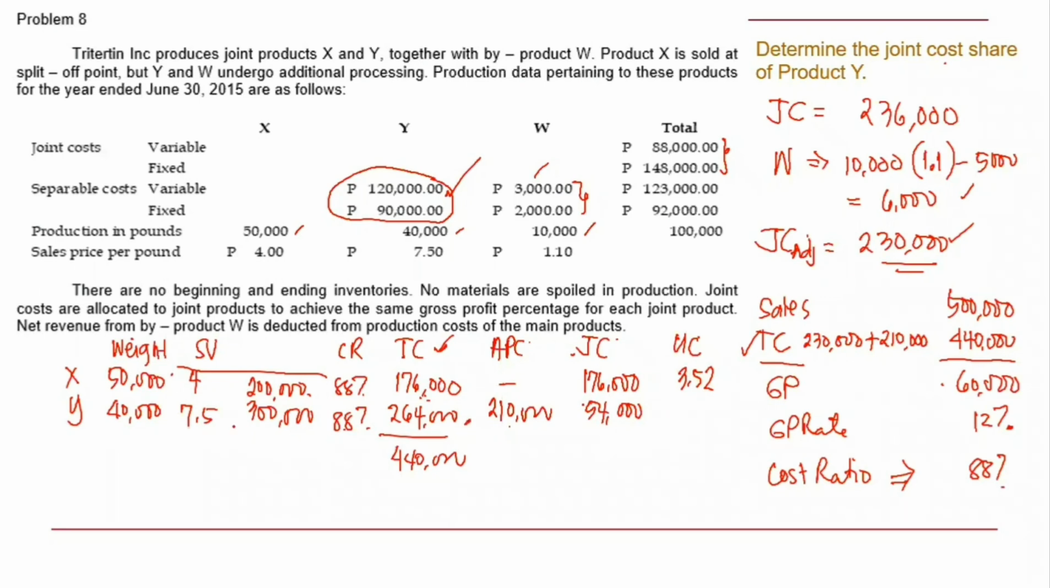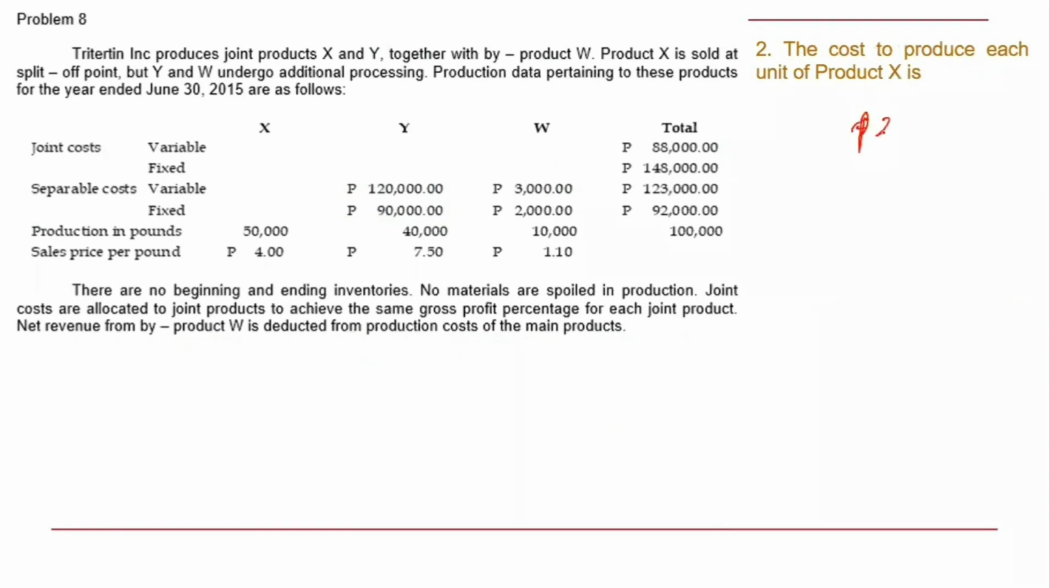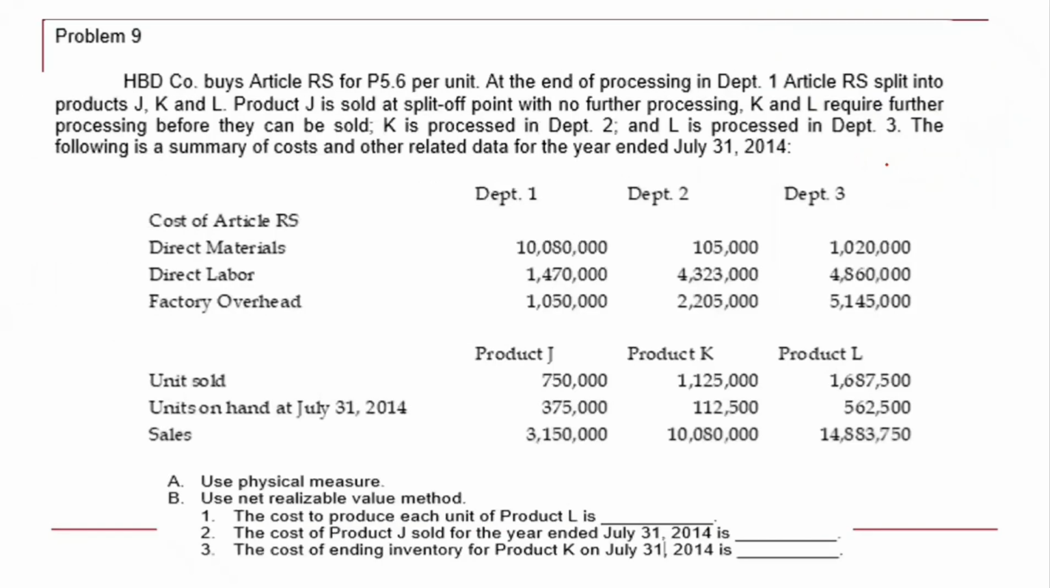264,000 divided by 40,000. So that would be 6.60. So the answer to number 2 would be 3.52 per pound. Okay? Ayan. So that's a constant margin approach. I think we're down to the last problem. Yan, last na po ito.